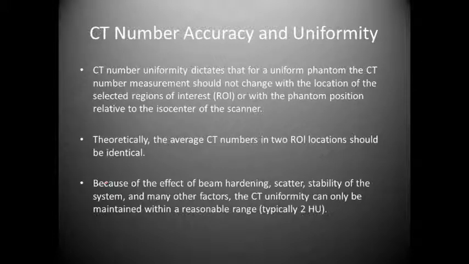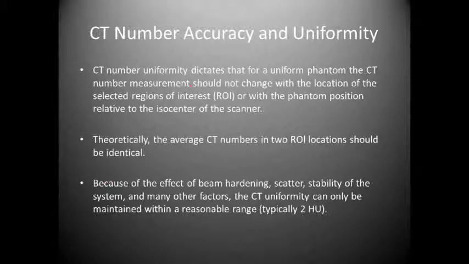So that brings us to CT number accuracy and uniformity. CT number uniformity dictates that for a uniform phantom, the CT number measurement should not change with the location of the selected regions of interest or with the phantom position relative to the isocenter of the scanner. So basically what this is trying to tell you is that theoretically the average CT numbers in two regions of interest locations should be identical.